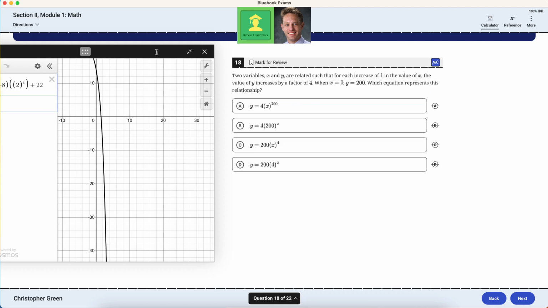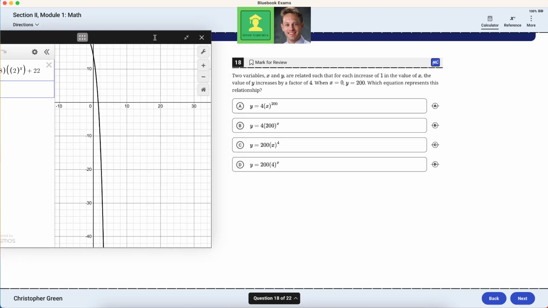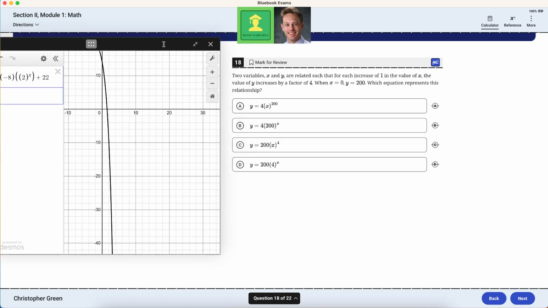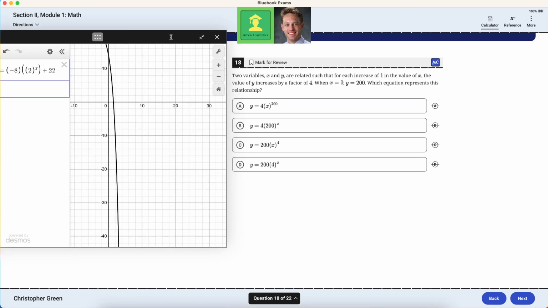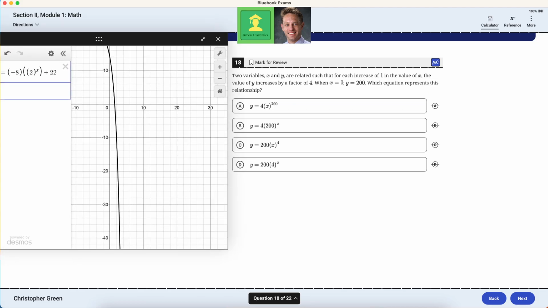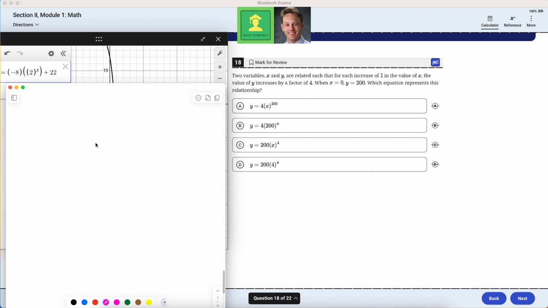Two variables x and y are related such that for each increase of 1 in the value of x, the value of y increases by a factor of 4. A factor of 4. By a factor of 4, they mean it multiplies by 4. Now, it gives you a seed value to begin with. So when you have x and y, it tells you that you begin with 0, 200.